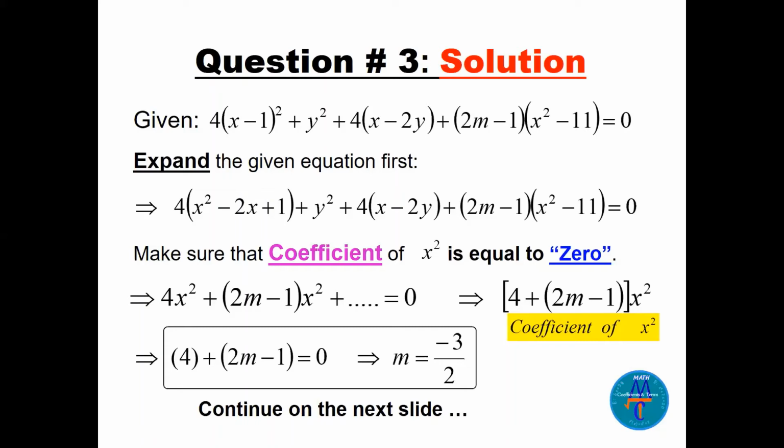If you want to try yourself, replace m in the given. Replace it there, m equals minus 3 over 2. Simplify the equation, you will get a horizontal parabola. Find the vertex by any method you like.